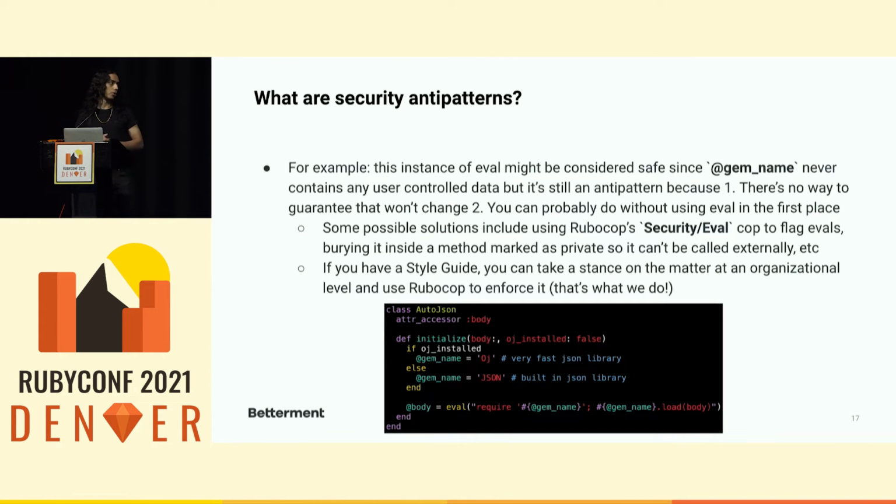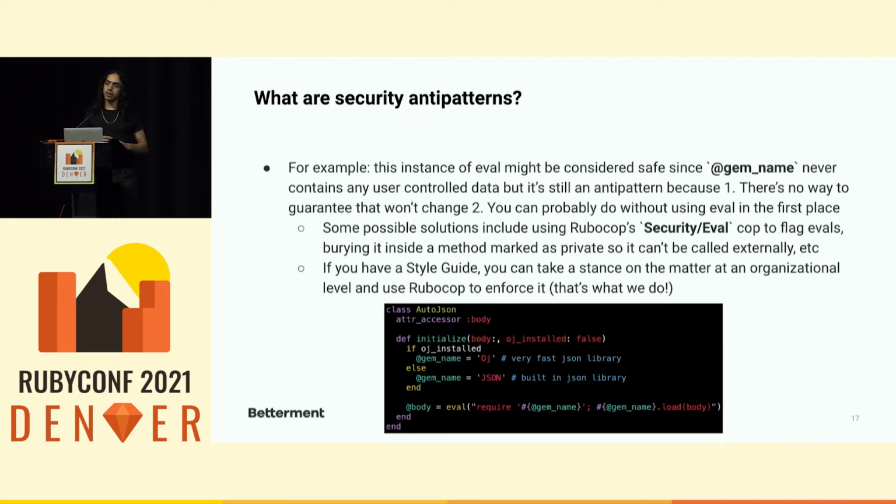Consider this auto.json class, for example. The interesting thing about this auto.json class is that it will pick a JSON parsing library for you automatically based on what's installed. So if you don't have the faster, more performant JSON library installed, it'll just use a default. To do that, it relies on the eval method, basically using eval to dynamically import the JSON parsing module.